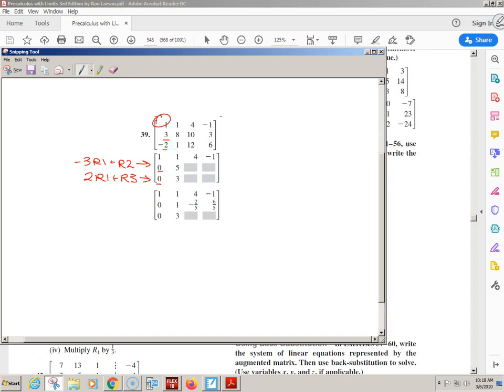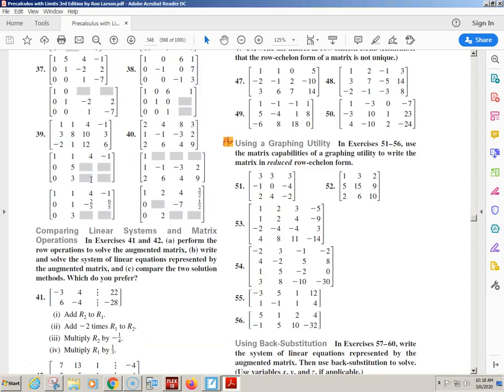1, 1, 4, -1. The first row stays exactly the same. It's only the second and third that are changing. And they're getting their zeros. So -3 plus 3, -3 plus 8 is 5, keep multiplying and then adding. Multiplying and then adding. Is that cool? And then, Kimia, number 69.